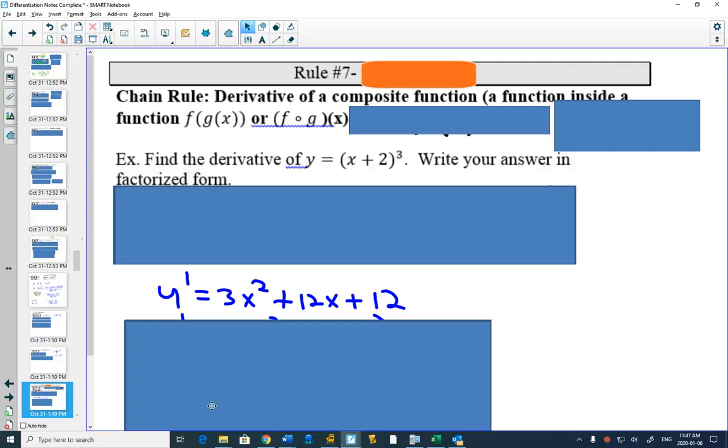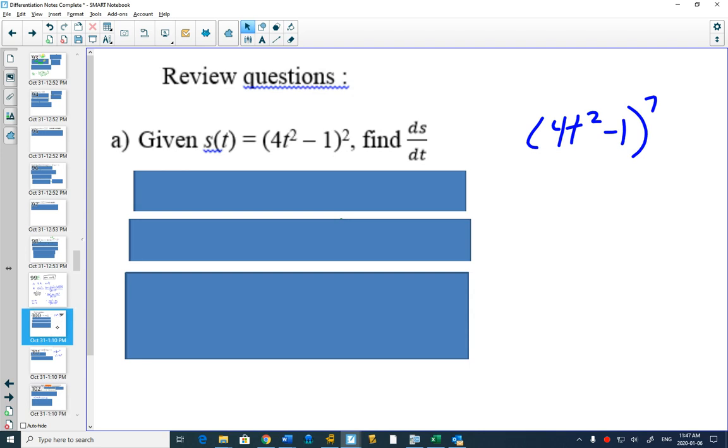Rule number 7, the chain rule. This is the derivative of a composite function. What happens when you have a function inside of a function? And this is connected to the foreshadowing that I said here.